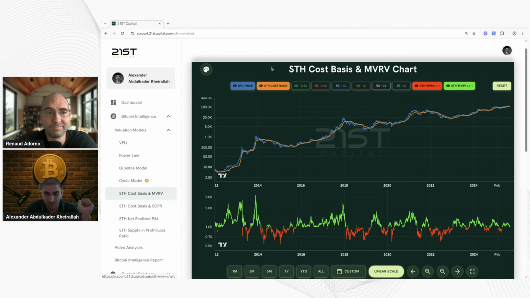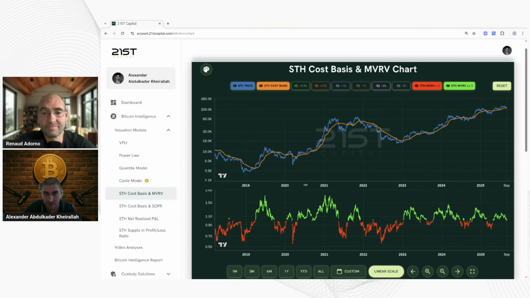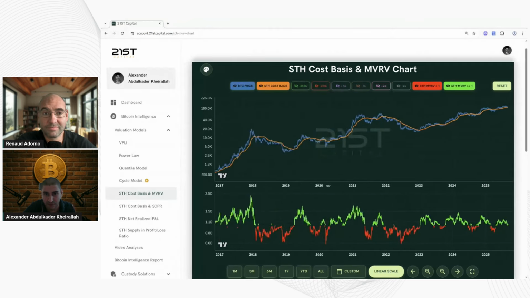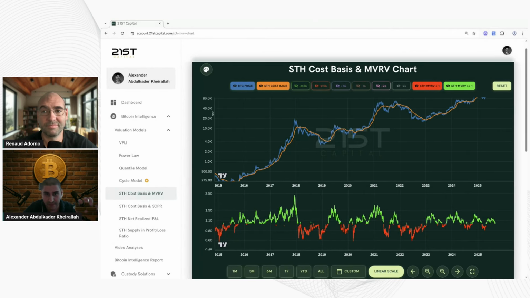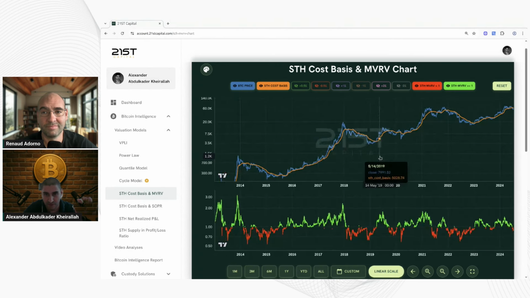So let me walk you through this a little bit. At the top here, what we've got is the price of Bitcoin. Users would be able to zoom in to different time points. You can zoom in, zoom out. There are different scales on both X and Y axis, and then also move it across any periods of time you're interested in. The blue curve here represents the price, and the orange curve here represents the cost basis, or we can call it the realized price. That is the average price at which the short-term holders acquired the coins.